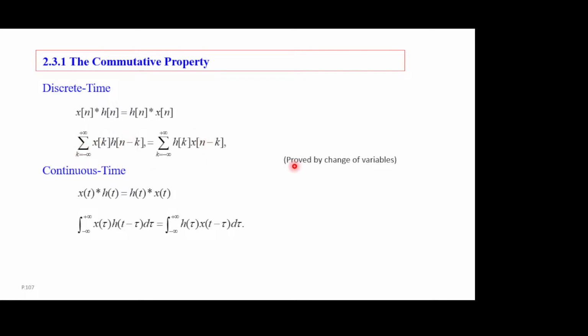You just write down the formula and then do a change of variable. Say you define n minus k to be k prime, you change things around, and then you rename k prime to k, and you can check the math that it works. Similarly, it's also true for continuous time: you change your variable and move things around, and you see that it's the same integral. So that's very useful.